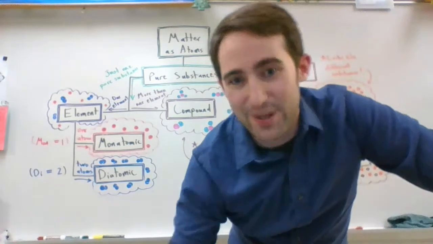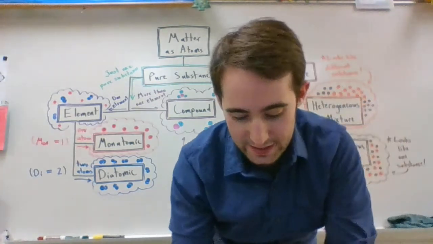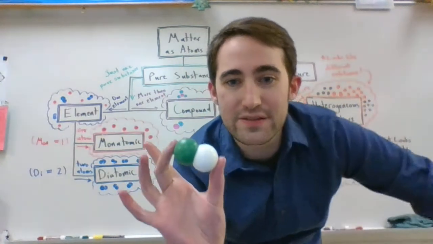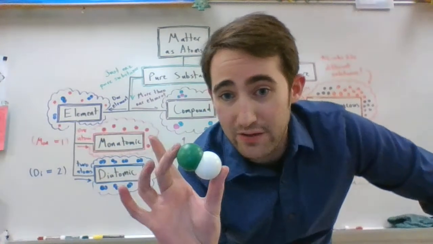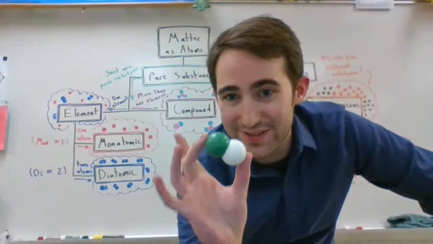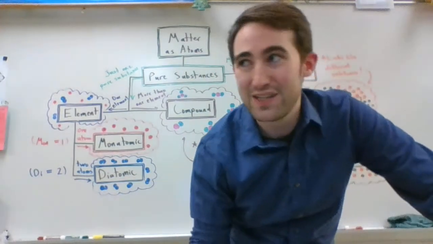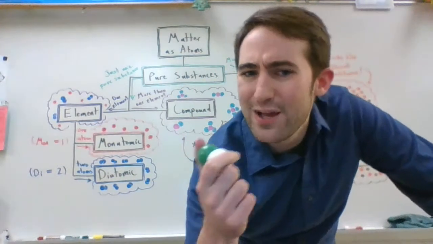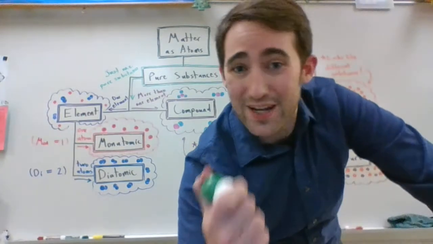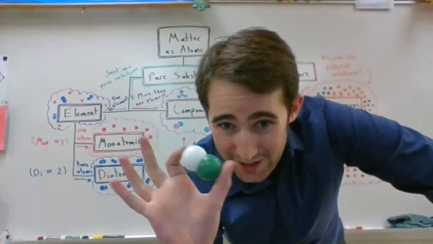This is one that trips a lot of people up. Let's say we have something like this. Well, it's 2 atoms. So you might jump to it and say 2 atoms, that's diatomic. Di means 2. And yes, there are 2 atoms, but a diatomic element needs to be made of just 1 element, and this has 2 different elements.